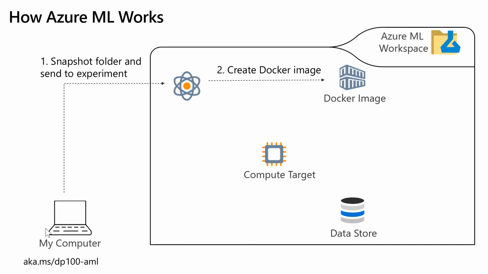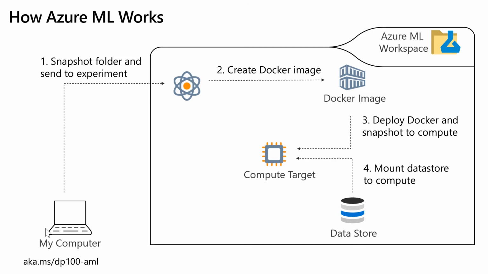What that then does is create a Docker image. So parts of your code will talk about the exact setup and environment that you need in order to be able to run an experiment. And then that Docker image is deployed onto the compute target along with the snapshot. So your data and files from an image that is then deployed onto the compute target. And remember, the compute target deals with distributed computing all by itself.